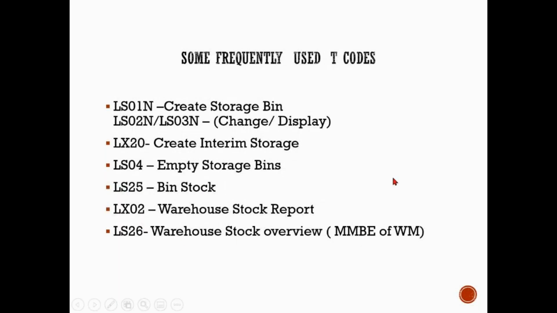A couple of T codes or transaction codes are used here for creation of storage bins, creation of interim bins, and checking empty storage bins and the stock. Most of the users for stock reports in the warehouse would be using these three: LS25, LX02, and LS26. Very useful. LS26 is like MMB. If you have worked in it, whenever you want to see the stock, you usually use MB52 or MMB. So LS26 is like MB52 or MMB. You'll get almost all the details required in LX02 or LS26.